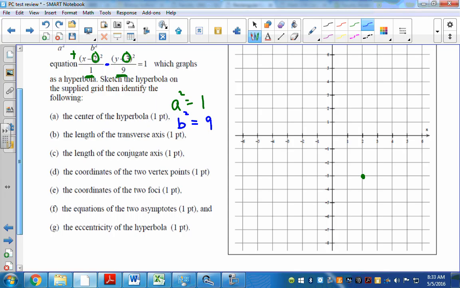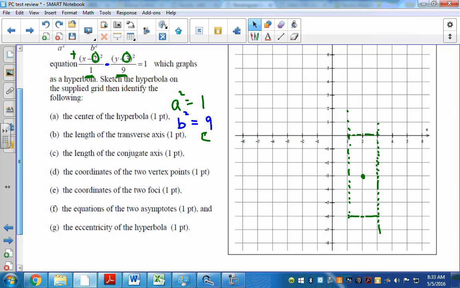And so let's go ahead and sketch our little box. In the x direction, we'll go 1 unit. So here's a side of the box, 1 unit to the right, 1 unit to the left. And in the y direction, we're going 3 units up, which is right here, and 3 units down. So here's my box that the hyperbola is going to be built around.